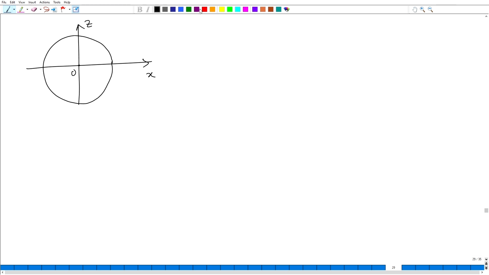This is O, and some point P is over here, which is moving in this circle, and this is R. I assume this is fixed in time. Now, when I am trying to analyze the motion of this particle, I will simply say that R is constant, and that means x square plus y square is equal to r square, a constant.